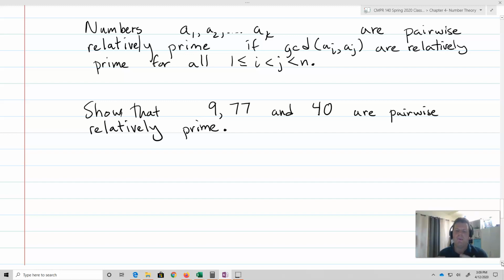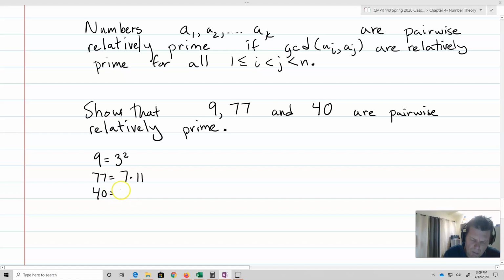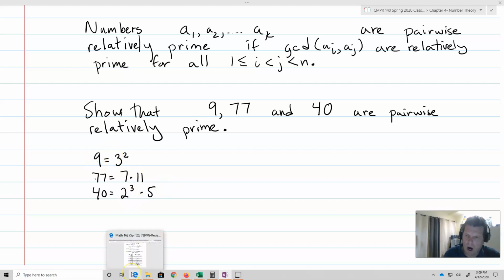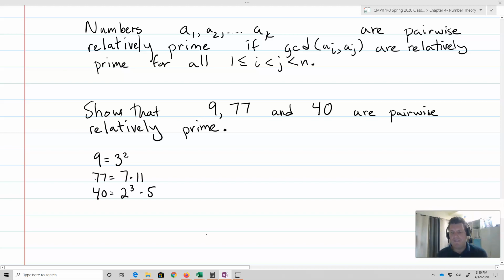All right, so let's say, for example, we've got 9, 77, and 40. So 9 is going to equal 3 squared. 77 is going to equal 7 times 11. And 40 is going to equal 2 cubed, which is 8, times 5. Okay? Now, if you notice, 9 and 77 are relatively prime because they don't share any factors. 77 and 40 are relatively prime because they don't share any factors. And 9 and 40 are relatively prime because they don't share any factors. Okay? We compared all the pairs. We compared them pairwise, one against each other.